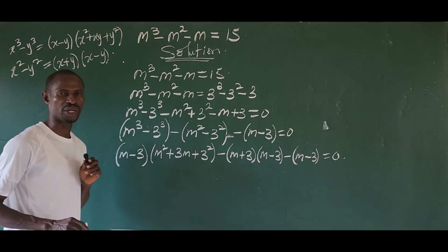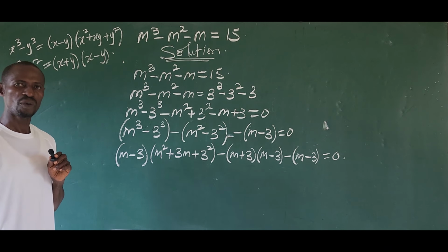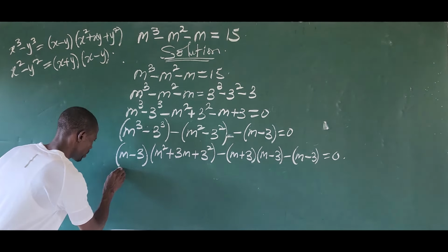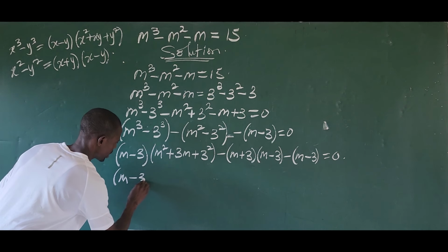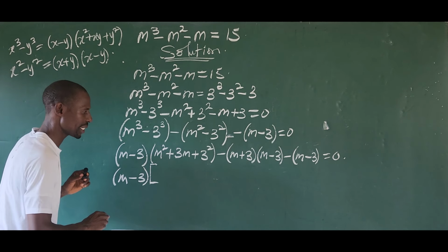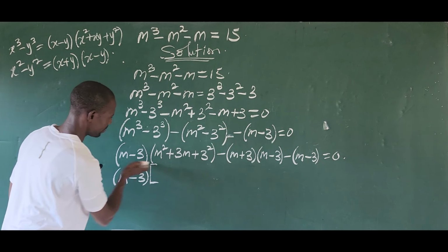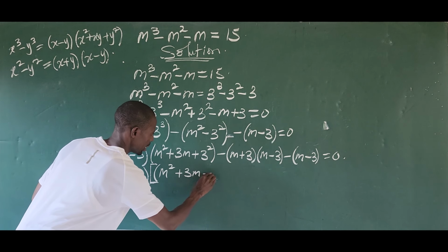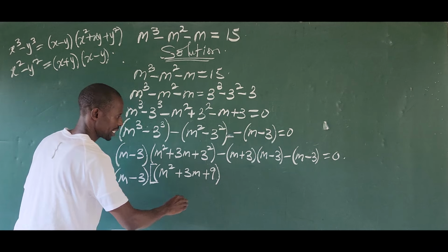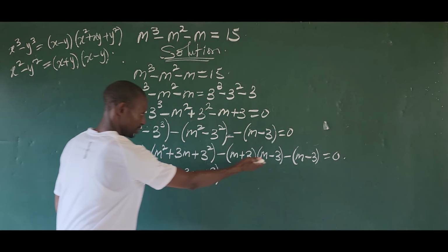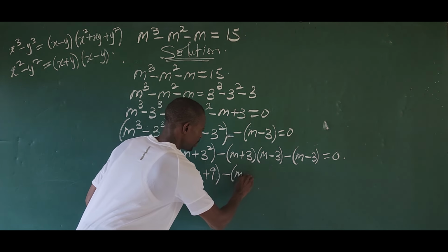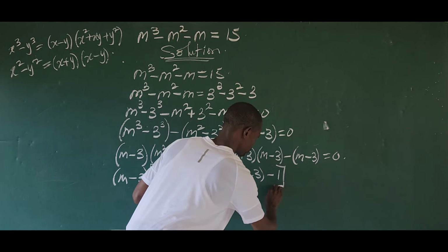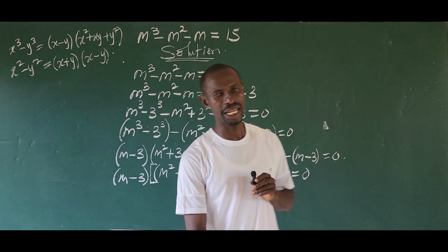So what we do when we have situations of this kind, we just have to factor out m minus 3 that is common to all terms. So we're going to have here (m minus 3). Let's bring in a square bracket here. If we use this to divide everything here, we are now left with m to the power of 2 plus 3m, then plus 9 close bracket, then minus. We use this to divide this, we are left with (m plus 3) close bracket. Then we use this to divide this, we are left with just 1. We close our square bracket, everything equal to 0.